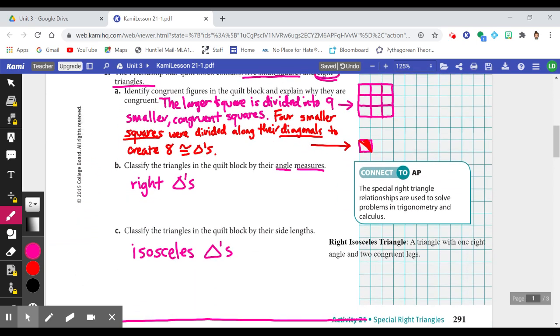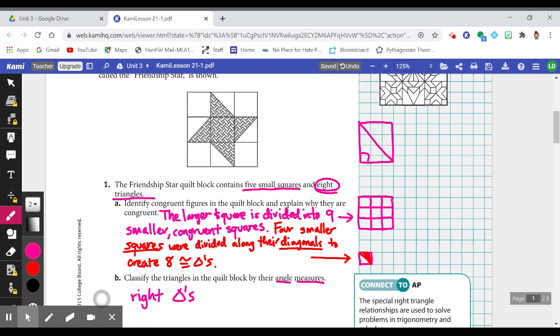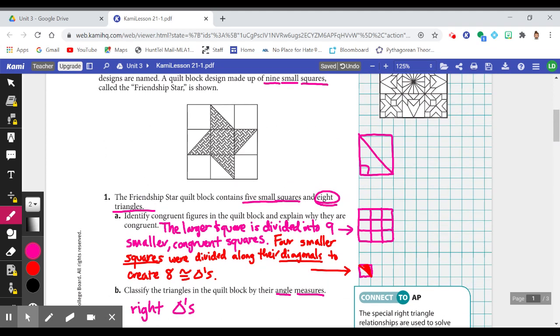And then it said classify the triangles in the quilt block by their side lengths. Now you might be wondering, how can we possibly know what their side lengths are? Well, it all goes back to the fact that we are dividing up squares. But anyway, we are dealing with the square. And what makes a square so unique is that it has 4 congruent sides and 4 right angles. And so we already established that we're dealing with right triangles here.